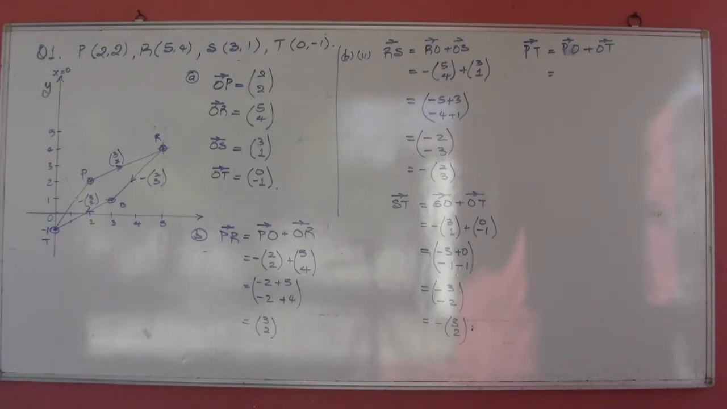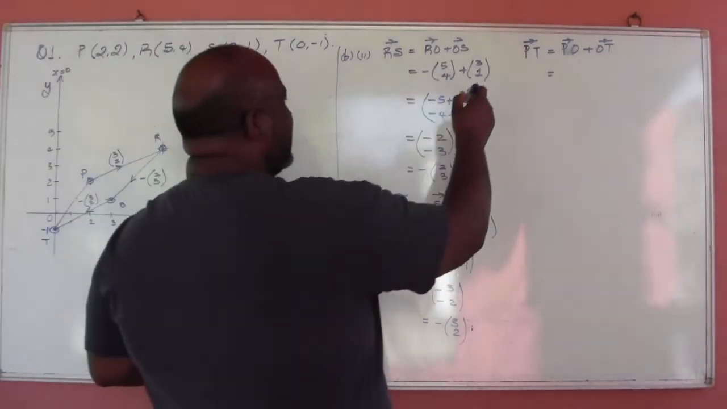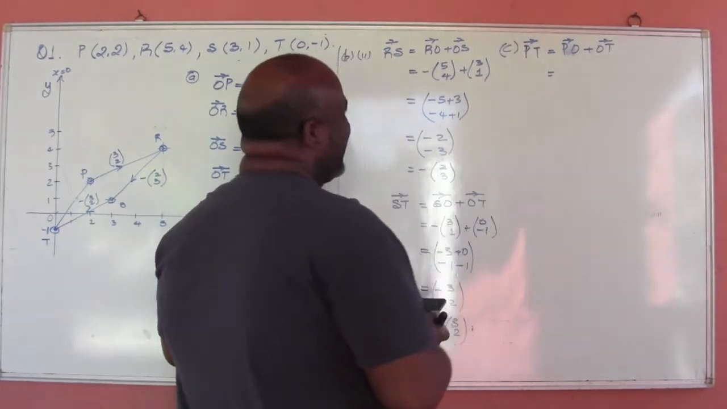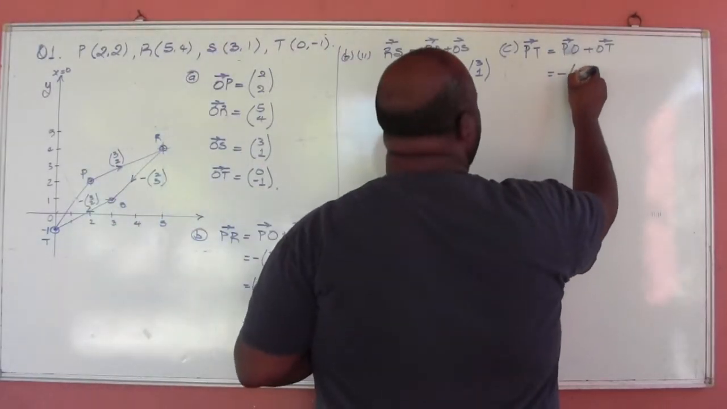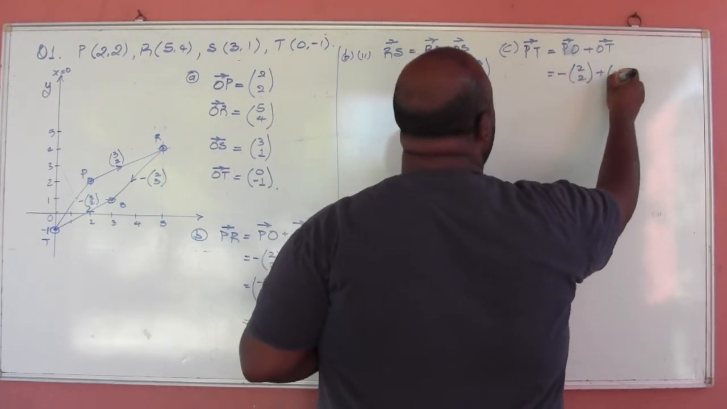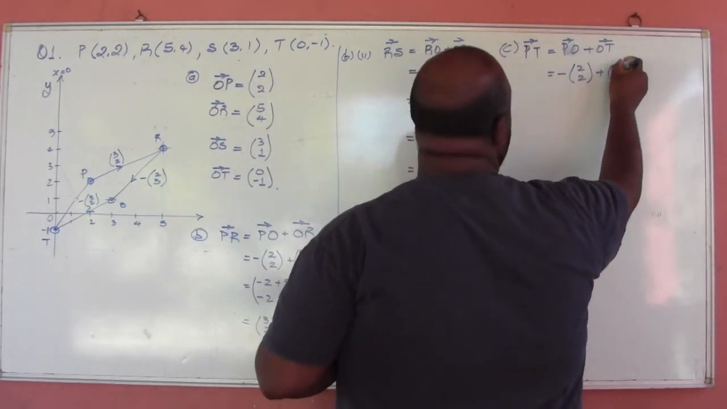We've already answered all the questions in part B, and now we're at part C. The first thing we need to do is show that the figure is a parallelogram, and second, that the parallelogram is a rhombus. I'm not going to do C(ii) yet; I'll do that in a second. So for PT, we have PO, which is minus 2, 2, plus OT, which is 0 minus 1.